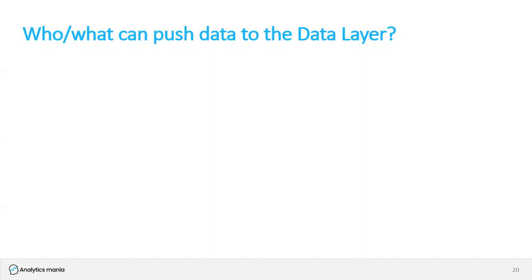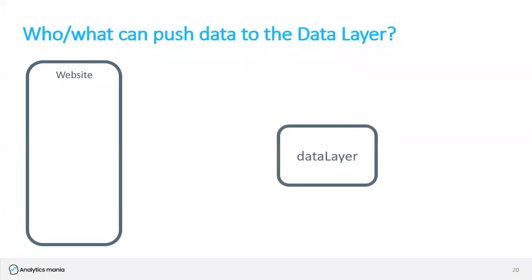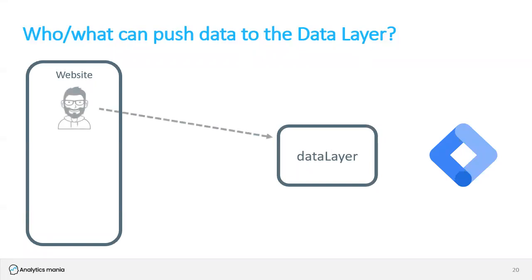Be aware of all of them and then decide which one to choose, because the choice depends on how your website or your e-commerce platform is developed. And let me explain that. So we have a website, we have a data layer, and then we have Google Tag Manager. So how can that data from the website be pushed to the data layer? One obvious answer is a developer.